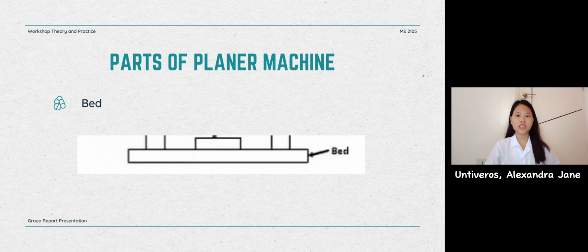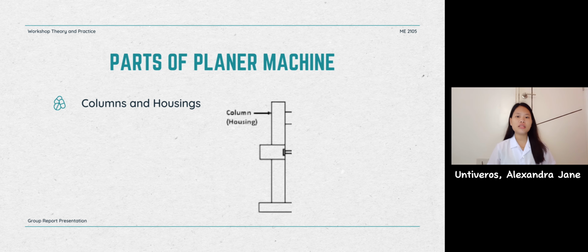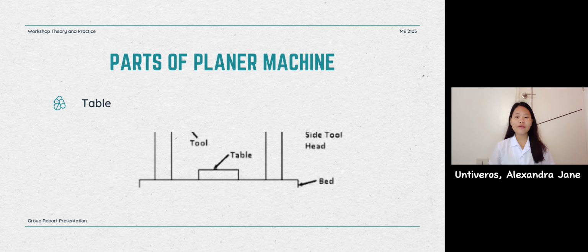Parts of a planer machine. First is the bed. The bed is a sturdy foundation to which all other machine parts are connected or mounted. Second are the columns and housings. These are rigid box-like vertical structures that are connected to the sides of the bed and firmly attached to it. We also have the table. This supports the workpiece and moves reciprocally along the bed's base.